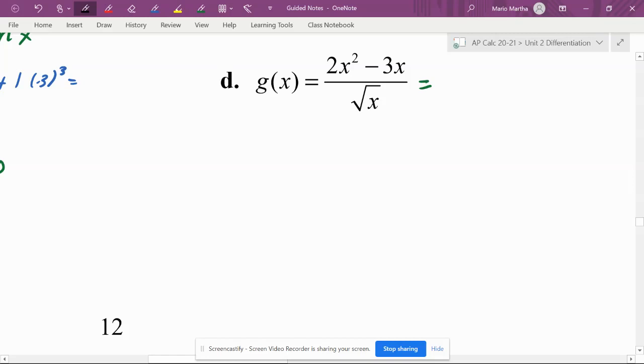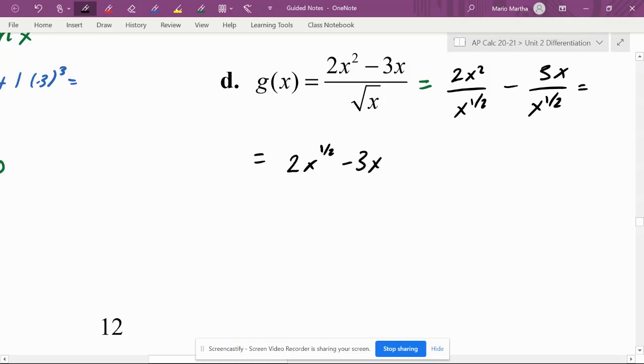So here, the simplest way to go about this is to separate them. It's going to be 2x squared over x to the 1/2. I'm already rewriting that square root as an exponent. And then minus 3x over x to the 1/2. Here, one more time, we want to simplify the exponents, using basic properties of exponents. 2 minus 1/2 gives us 2 times x to the 3/2, and then minus 1 minus 1/2, so that's going to be minus 3 times x to the 1/2. Actually, the first one is 3/2, I'm sorry.